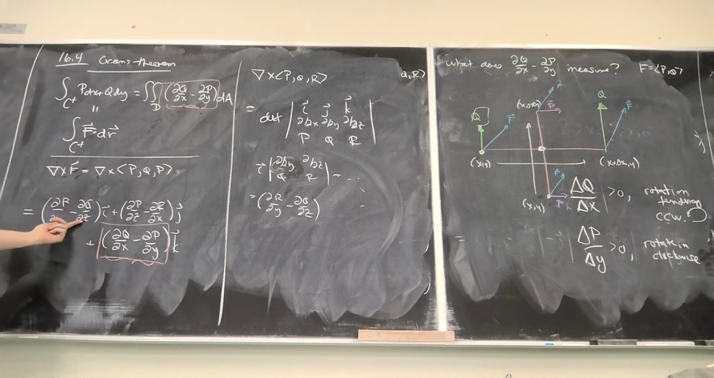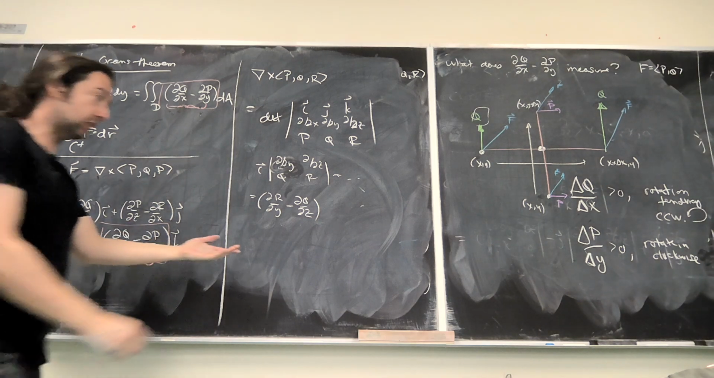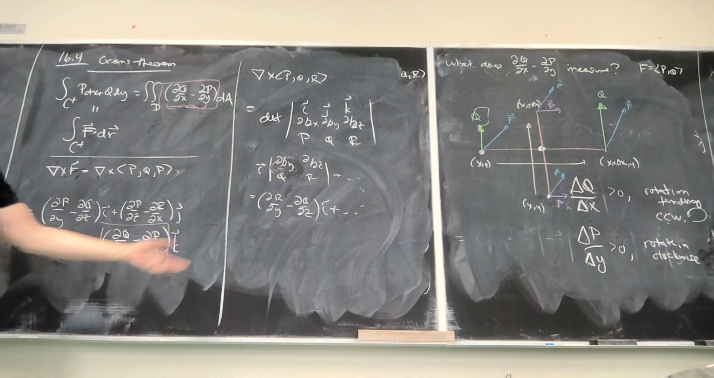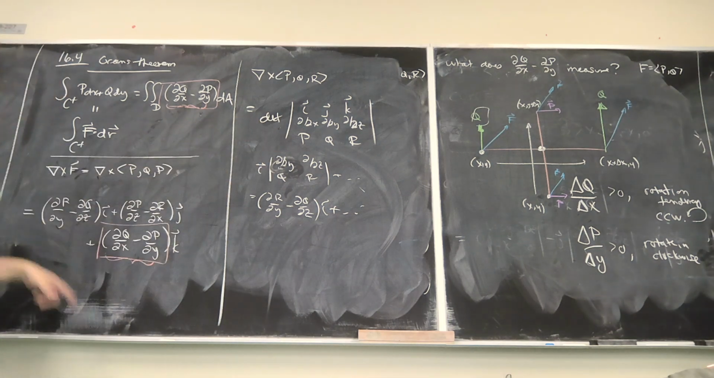Okay, that makes sense, right? It just comes from running through the typical calculation for a cross product. If you write this down from the definition and actually do the calculation, this is what falls out of taking that determinant.